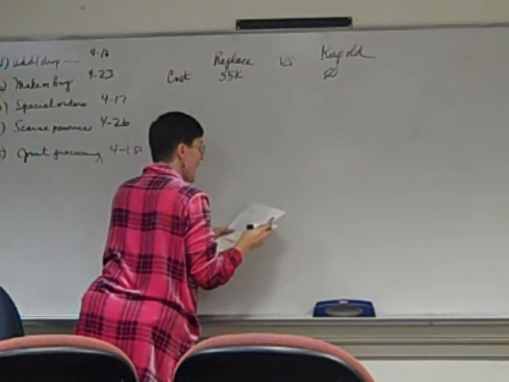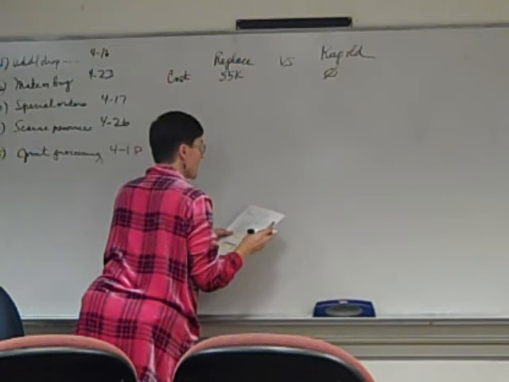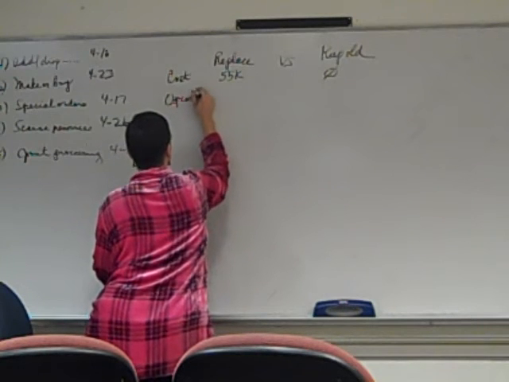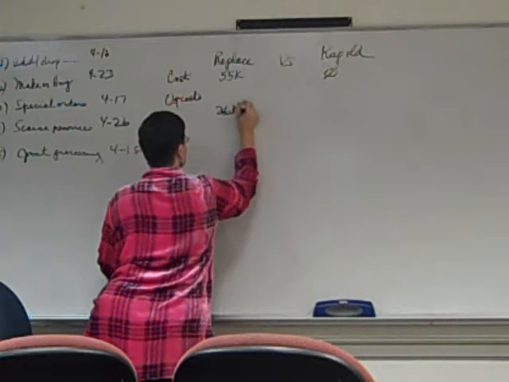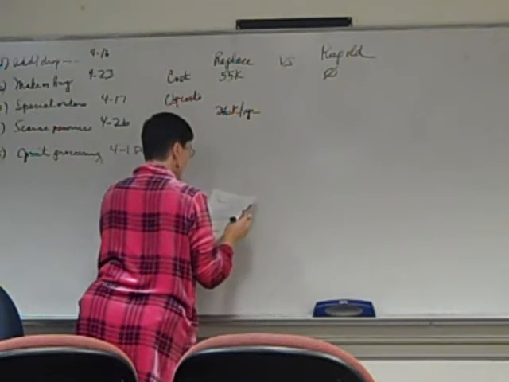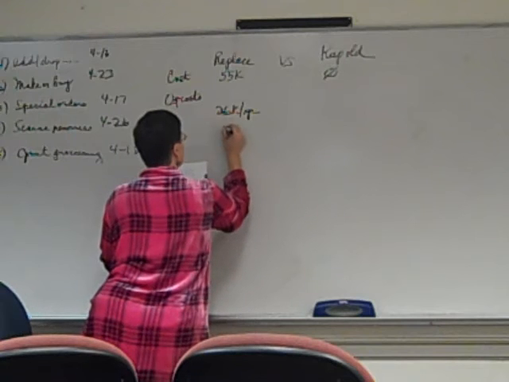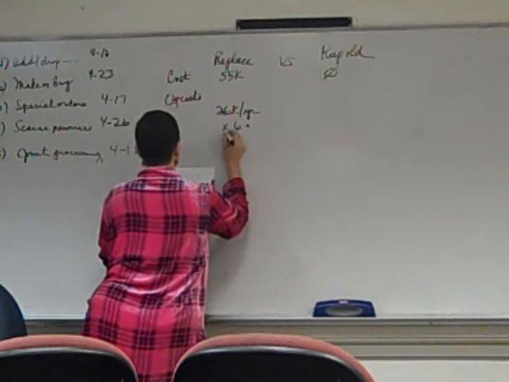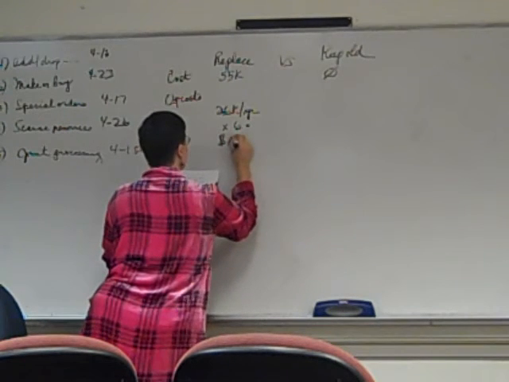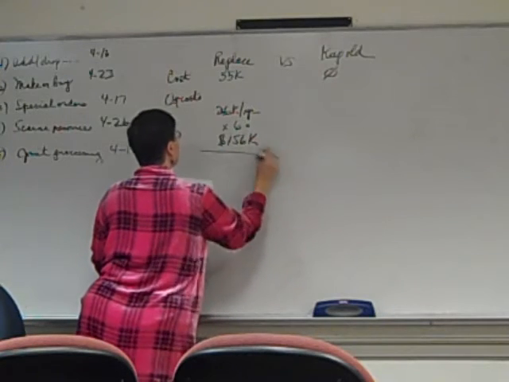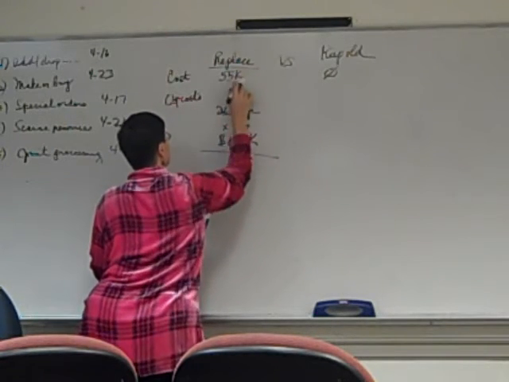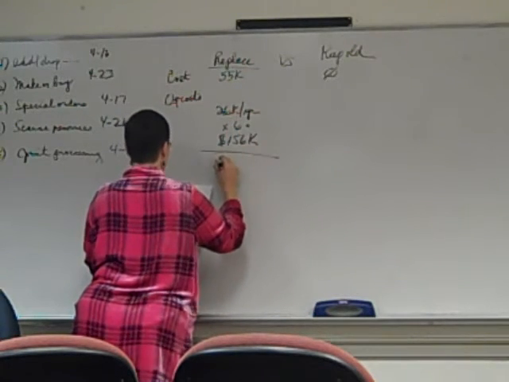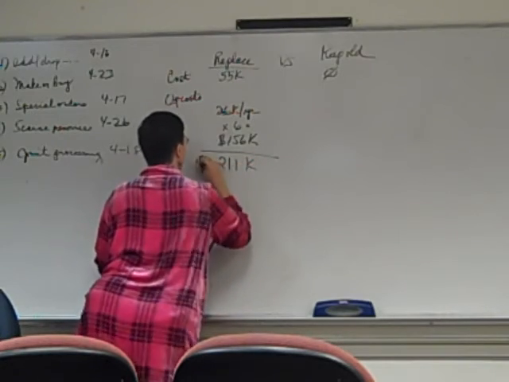It has annual operating costs of $26,000. Okay, so our operating costs are $26,000 a year, and we are going to be able to keep that machine for 6 years before it's obsolete. So our total operating costs over the life of the machine are $156,000. So if we replace our machine, we've got to buy the new one, and then with the cost associated with running it, it's going to cost us $211,000 over its 6-year life.